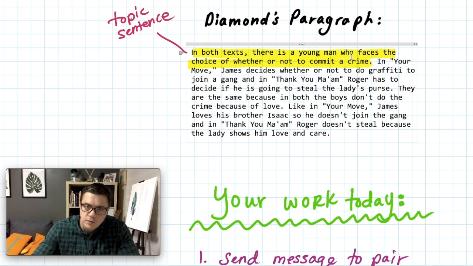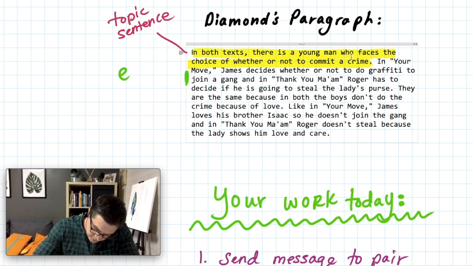Here it says, in Your Move, James decides whether or not to do graffiti, and in Thank You, Ma'am, Roger decides whether or not he should steal the purse. Okay, so we have an example from Your Move, and then an example from Thank You, Ma'am. Okay, so this is good. So we have a topic sentence, then we have an example. So I'll put here, example.